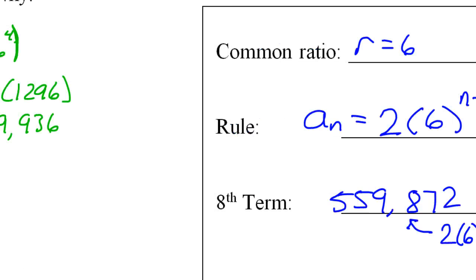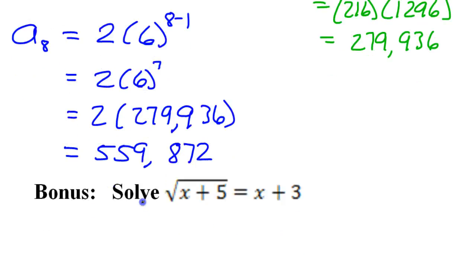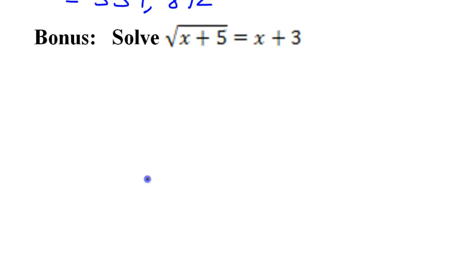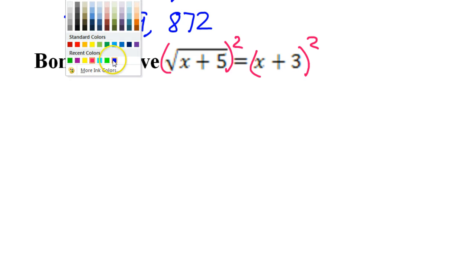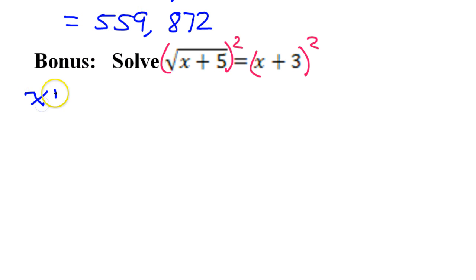Alright, last but not least, the bonus. Solving this equation. Now, to solve this equation, we are going to have to square both sides, right? Because we need to get rid of this radical. So if I go squaring both sides of the equation, got to be real careful. On this side, the radical will go away just like we want. So we'll have x plus 5 equals.